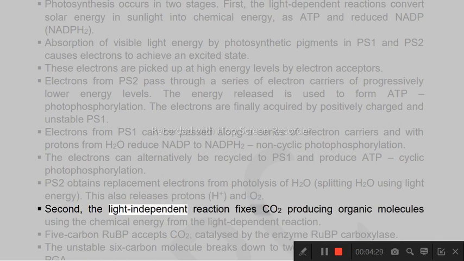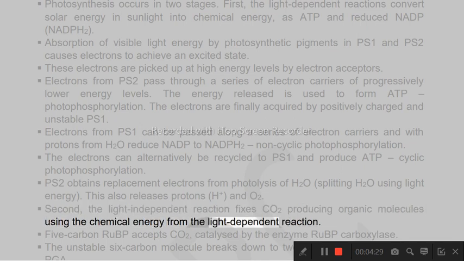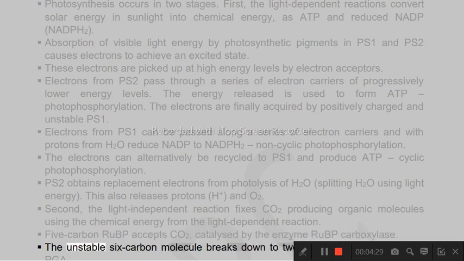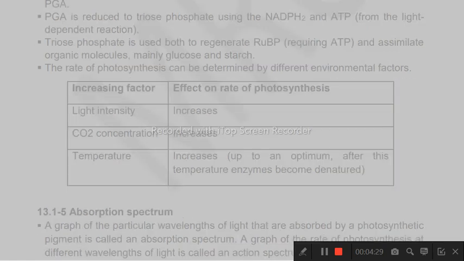Second, the light-independent reaction fixes CO2, producing organic molecules using the chemical energy from the light-dependent reaction. 5-carbon RuBP accepts CO2, catalyzed by the enzyme RuBP carboxylase. The unstable 6-carbon molecule breaks down to 2 molecules of 3-carbon PGA.